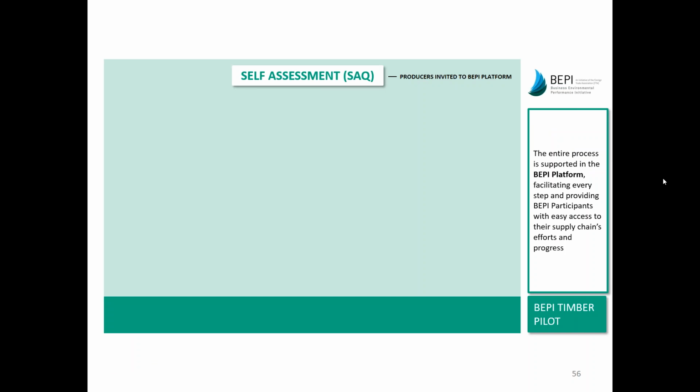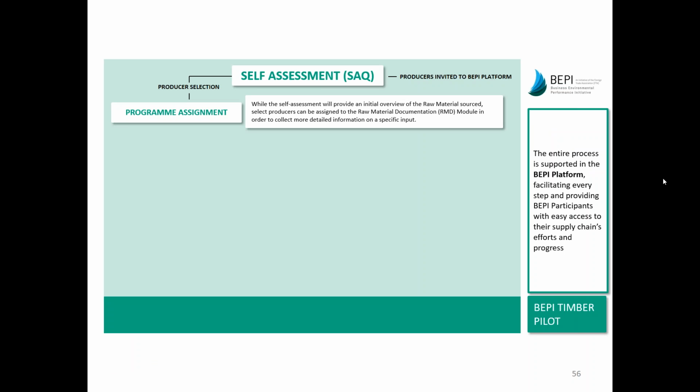Okay, next slide. I'm just going to go quickly through it. This gives you an overview of the process. So as I mentioned, the first step is the self-assessment. Producer selection. So based on the answers in the self-assessment, you could select certain production facilities to what we're going to call the raw material documentation module in order to collect more detailed information for specific raw materials. So based on your own risk assessment.